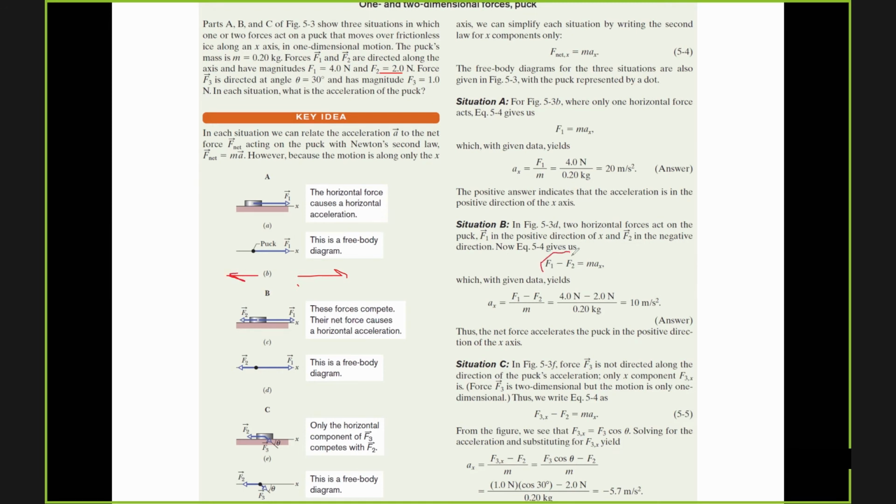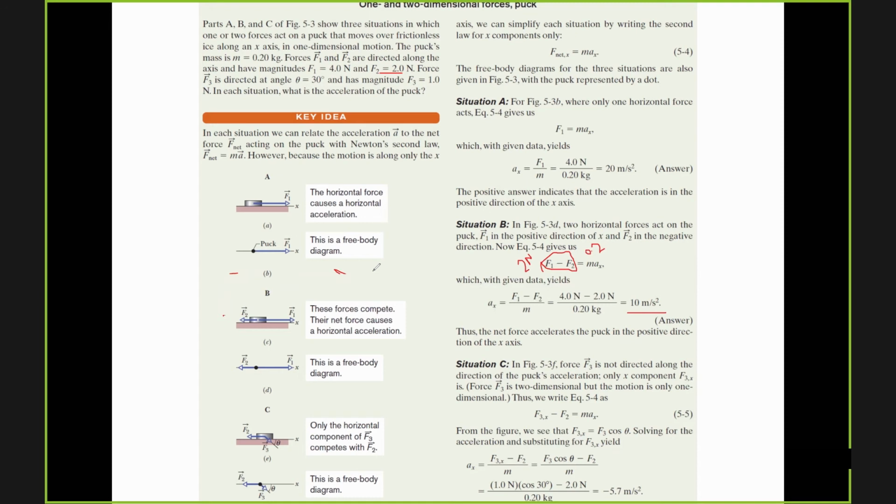So the net will be 2. F1 minus F2 is 2 Newton. And here the mass is 0.2. You calculate the acceleration, divide, and get 10 meter per second square. This object will be moving with an acceleration of plus 10 to the right. Okay, good.